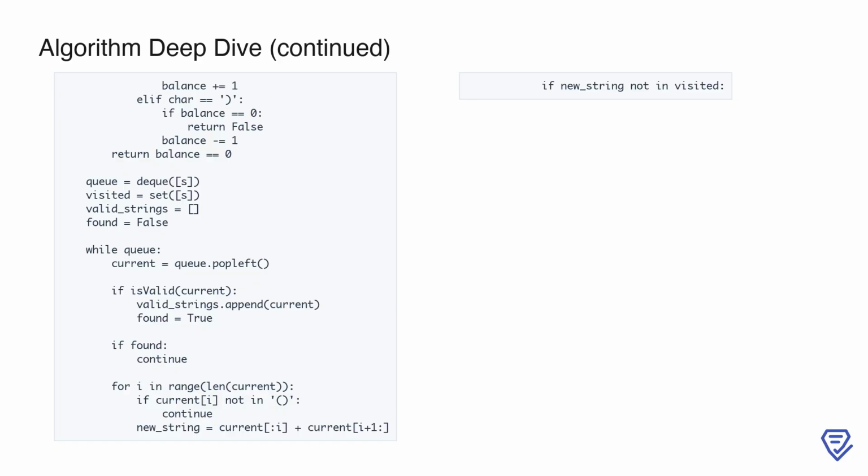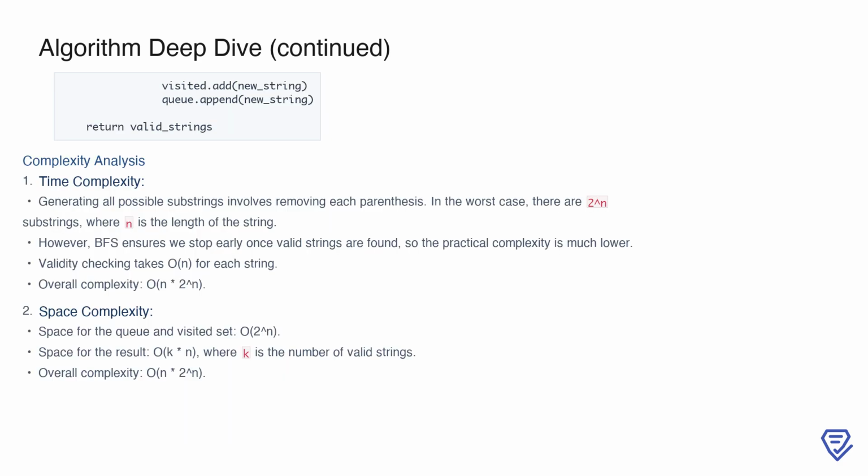The BFS process continues by dequeuing strings for validation. If a dequeued string is valid, it is added to the list of valid strings, and further exploration for that level stops. Otherwise, new strings are generated by removing one parenthesis at a time from the current string. These new strings are checked against the visited set, and if they are unique, they are added to both the visited set and the BFS queue for further exploration. Finally, the BFS queue processes all unique substrings systematically, stopping early as soon as valid strings are found. The result is a collection of valid strings with the minimum number of parentheses removed.